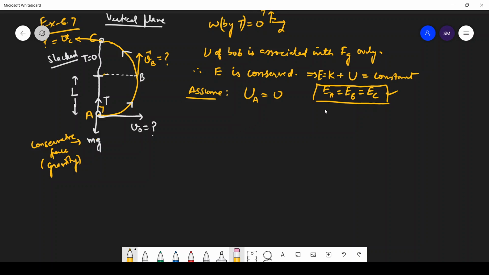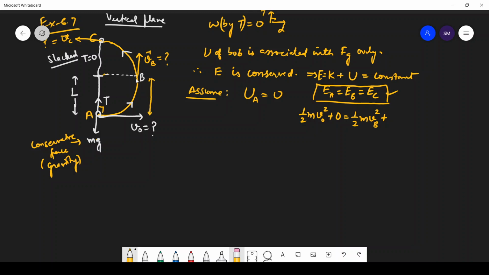So the mechanical energy at A, which is K plus U, can be written as half m v naught square. This is the kinetic energy at A, plus the potential energy at A, which is 0, equals the kinetic energy at B, half m v B square, plus what is the potential energy at B? We know it depends on the vertical height, not on the path taken.